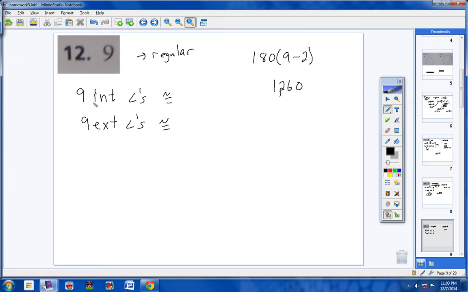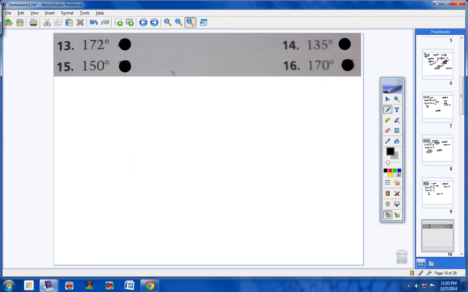How many interior angles do I have? 9. So divide that by 9, and you will get 140. So one interior angle equals 140 degrees. Now, what is the sum of my exterior angles? 360. How many exterior angles do I have? 9. So divide that by 9, and you will get 40. One exterior angle is 40 degrees. Okay, moving on to numbers 13 through 16.